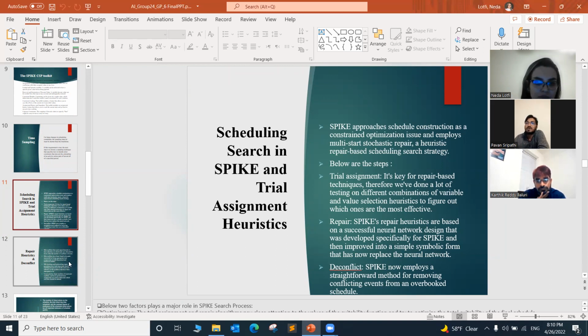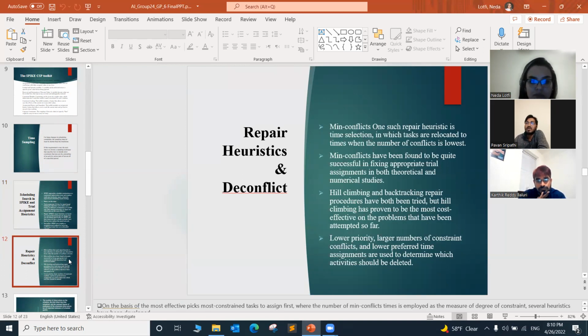And the next slide deals with the repair heuristic and deconflict. So for a repair heuristic, it is a time selection in which tasks are relocated to times when the number of conflicts is lowest. And min conflicts has been found to be quite successful in fixing the appropriate trial assignment in both the theoretical as well as the numerical studies. And for deconflict, the low priority and large number of constraint conflicts, and the lower preferred time assignments are used to determine which activities should be deleted.